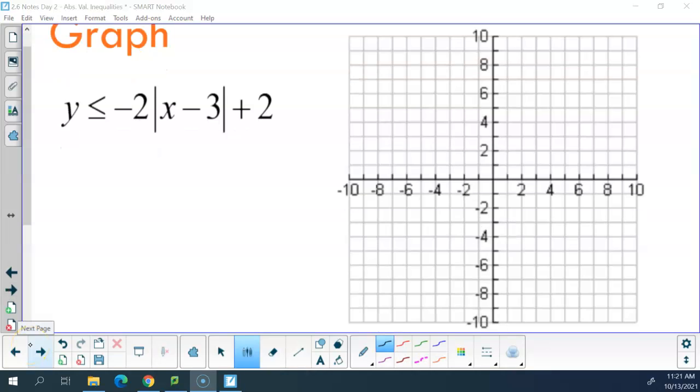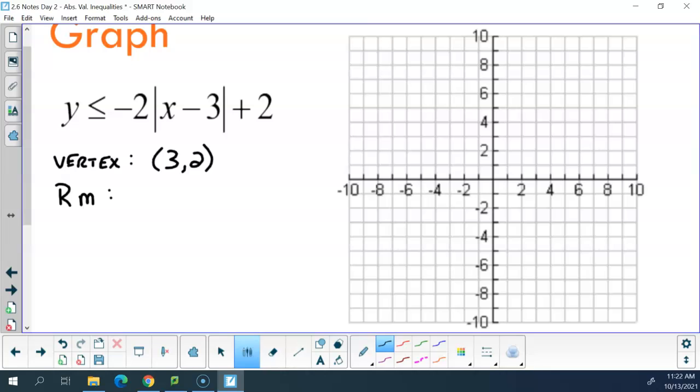Vertex. 3, 2. Right side slope. Negative 2. Wait, so why is it a positive 2? Slope of the left side. It's not positive. Solid or dashed? Solid.